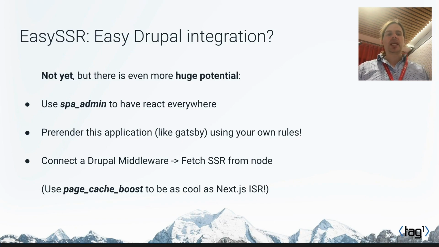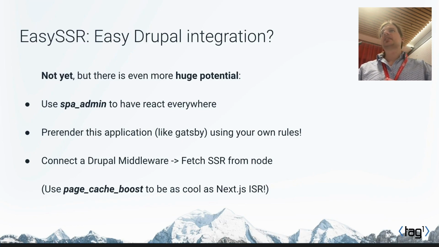If you use the SPA admin module, which at some point will probably be renamed, then you can have React everywhere. You have your Drupal admin bar, you have your React application, contextual links are working. With a little tricky, you can even get Layout Builder to run. You can pre-render this application very similar to how it works with Gatsby, using your own rules and own things.